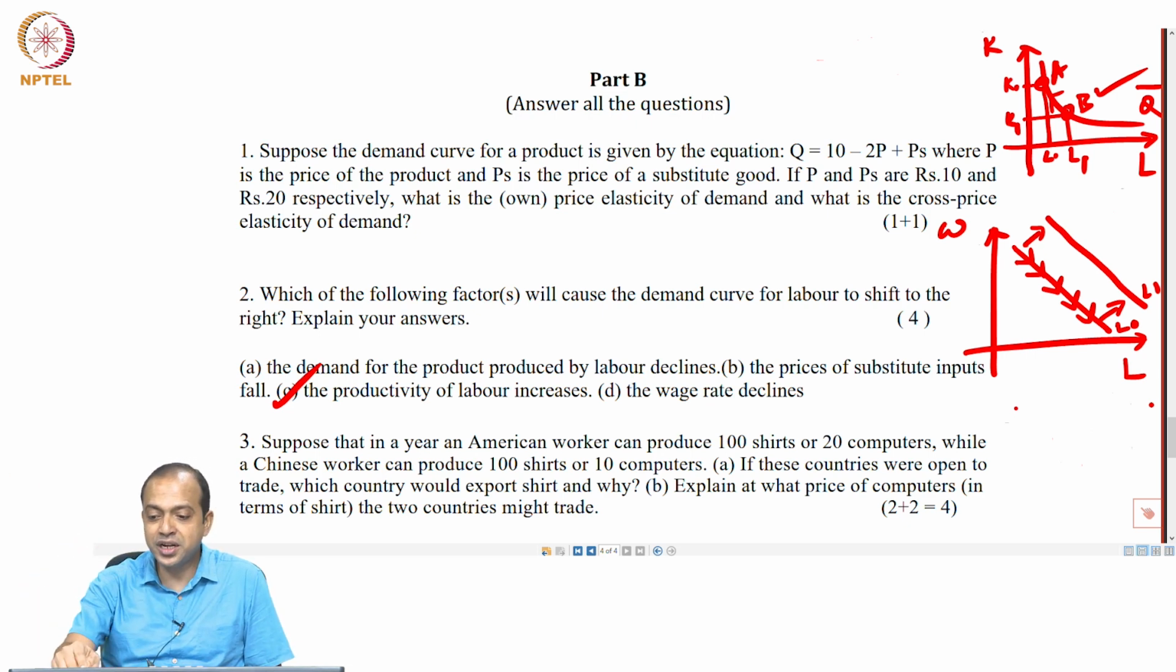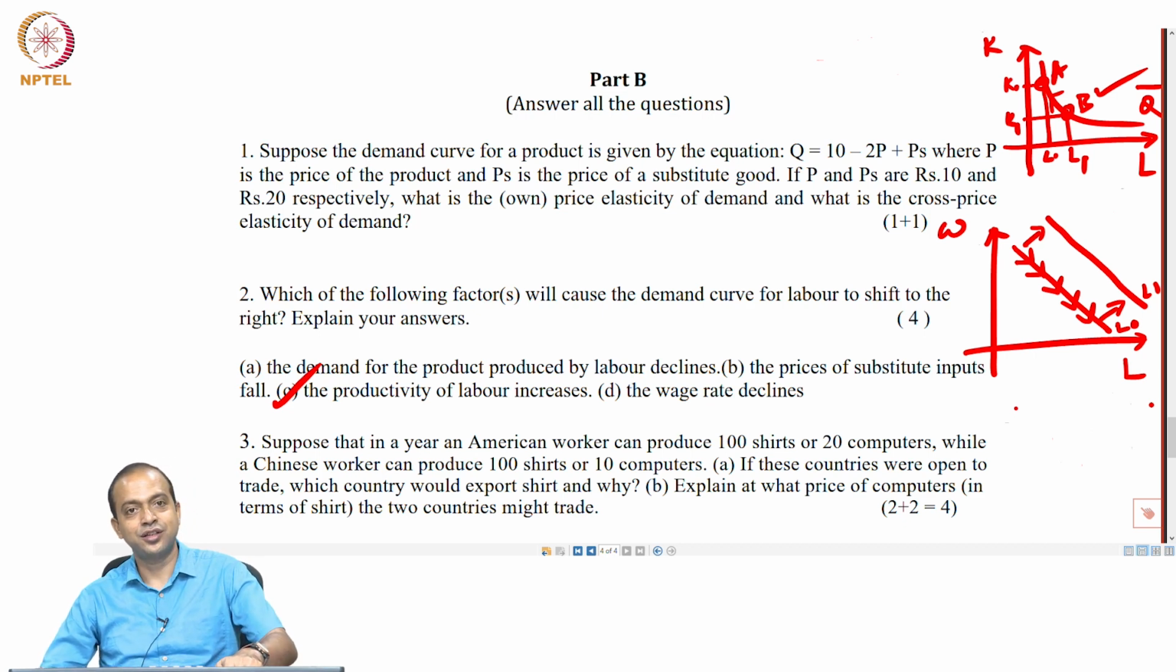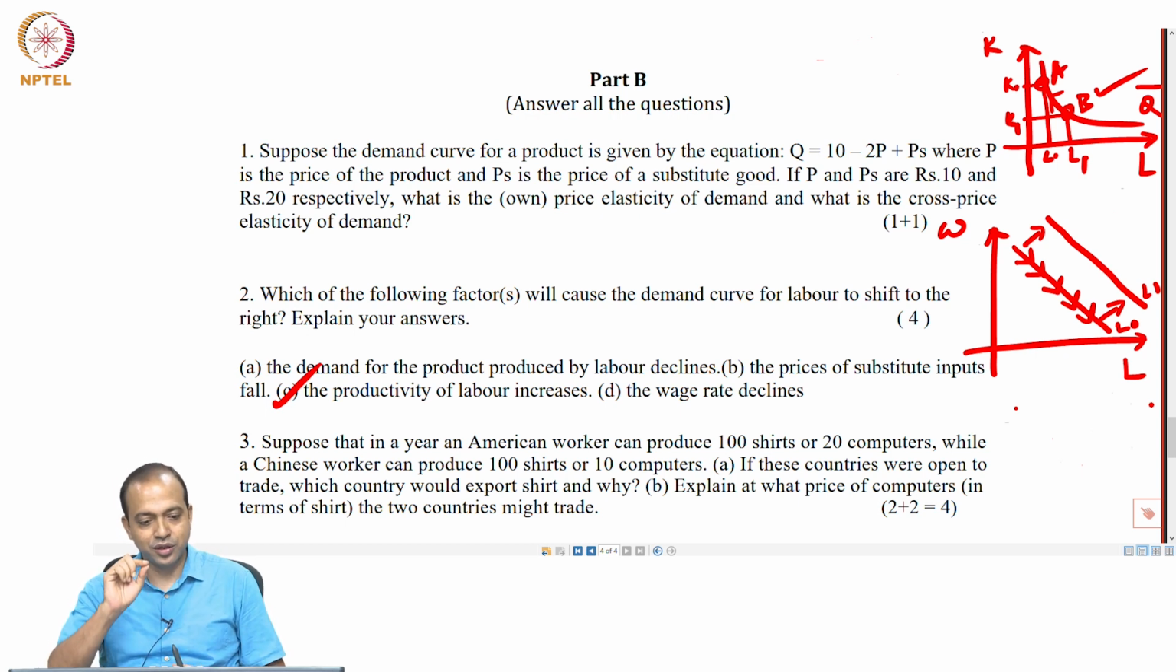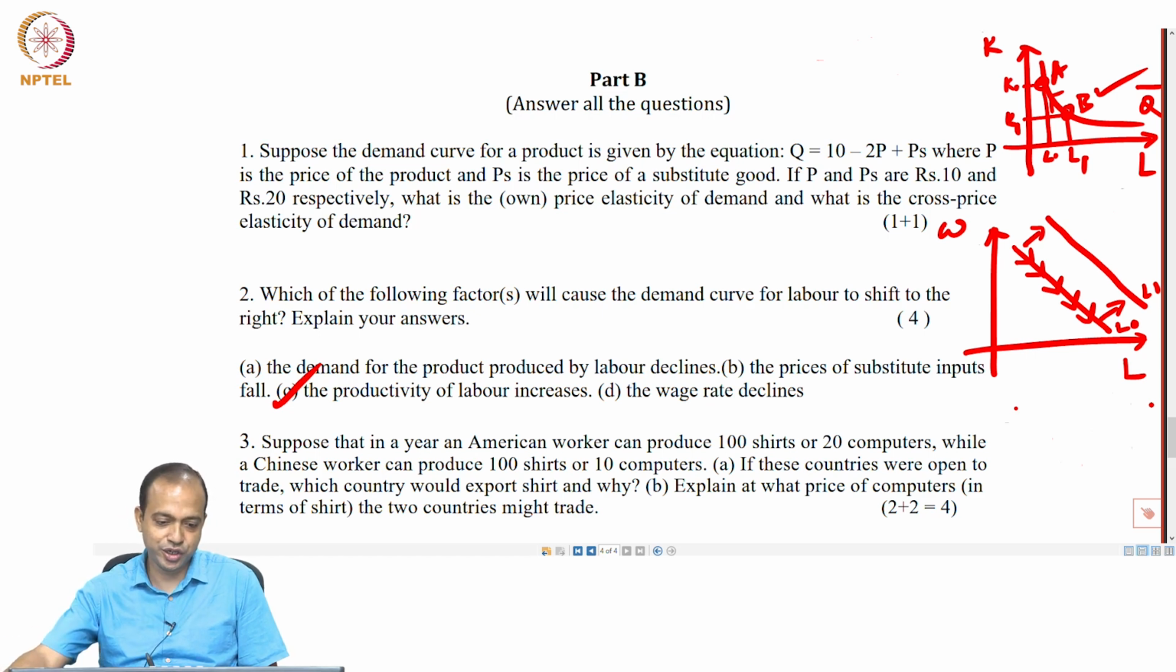But if the wage rate falls, then also there will be an increased demand for labor, but that increase is always along the demand curve; it cannot shift the entire demand schedule. So, the correct answer is C, not D. So, you need to carefully understand and write the explanations.